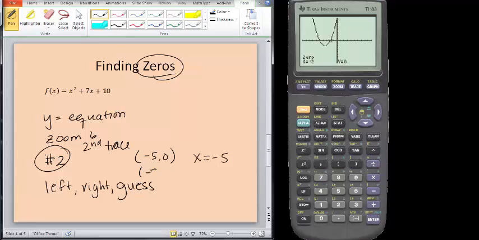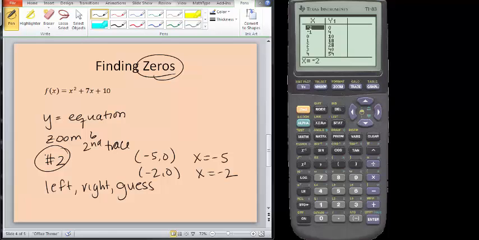And my other one is -2, 0, or x equals -2. If the intercepts are nice, they will also show up. By nice, I mean if they're integer values for your x's, they will show up in your table. So you can also look in the table to see that -5, 0 and -2, 0. However, if they're anything other than an integer, perhaps if it was -1.5 was your intercept, it will not show up in the table, because the x's are counting by 1, so they're all integers. Let's try one last example.